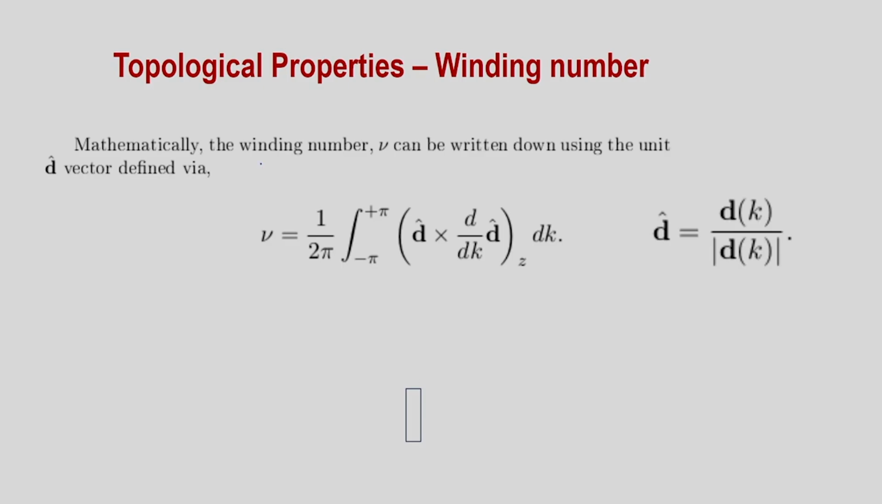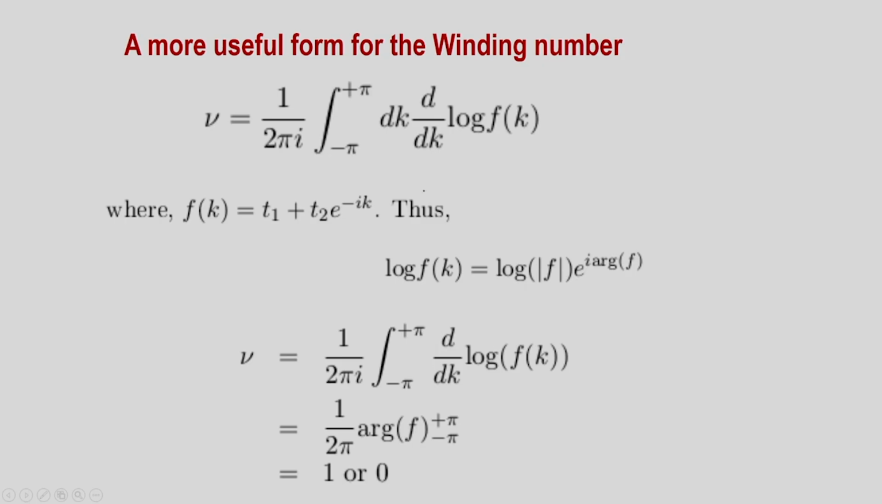So mathematically, the winding number, which is a topological invariant, is some integral of d-hat cross d/dk of d-hat, where you take the z component, and the unit vector d-hat is the vector d we have talked about divided by the magnitude of d. So this is a more useful form, and that can be used easily.